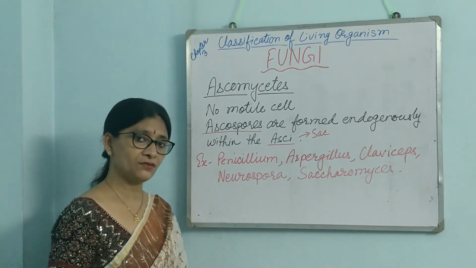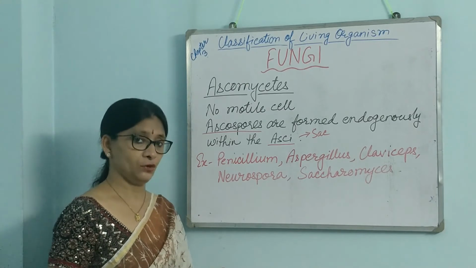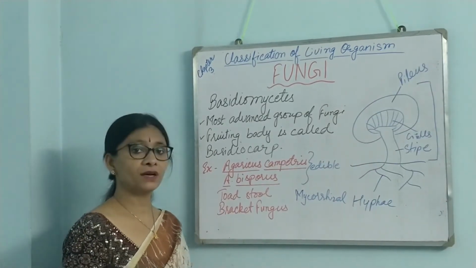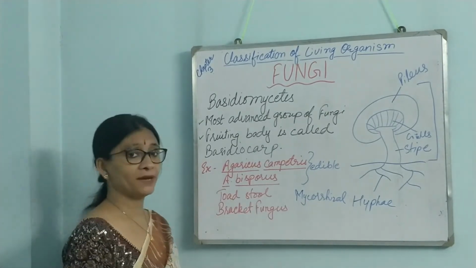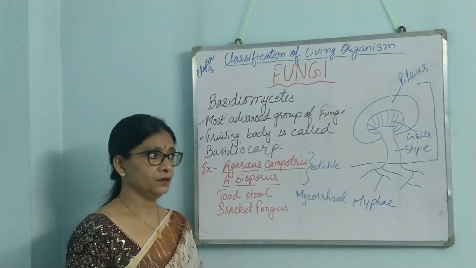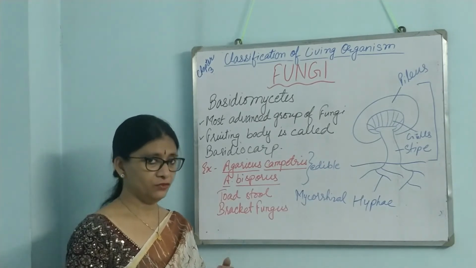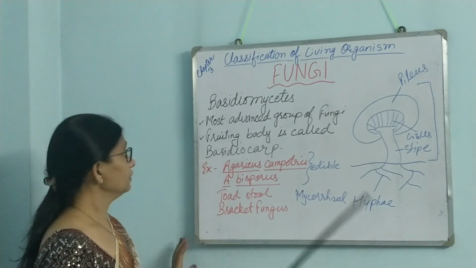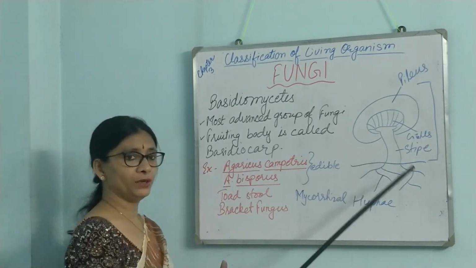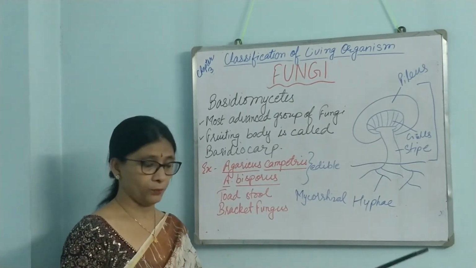Now let us go to the last group, which is Basidiomycetes. Yes class, now we have come to the last of our fungal classification and that is Basidiomycetes. This group is the most advanced group of fungus. This is known as club fungi. Now let us see the characters. A fruiting body is called basidiocarp. The fruiting body is most prominent in this group.